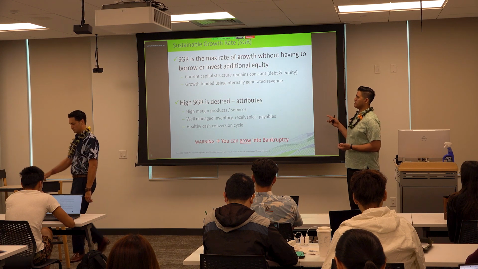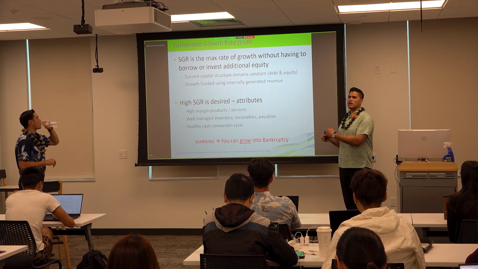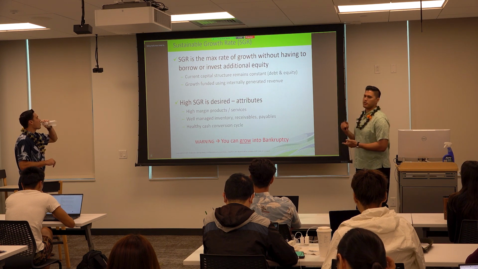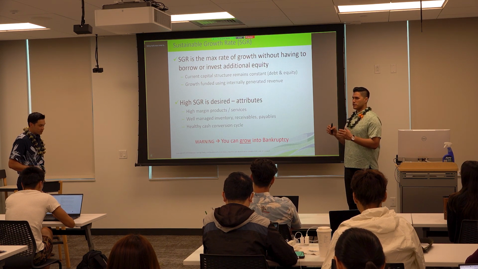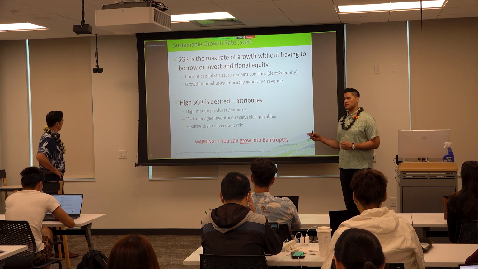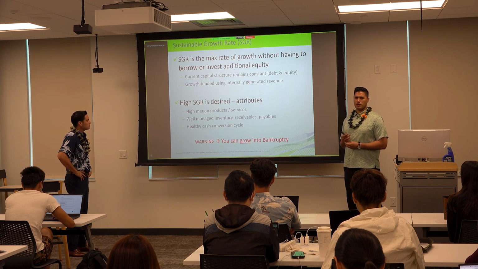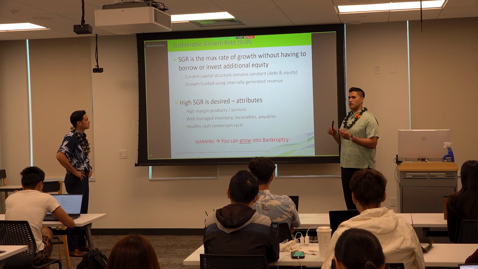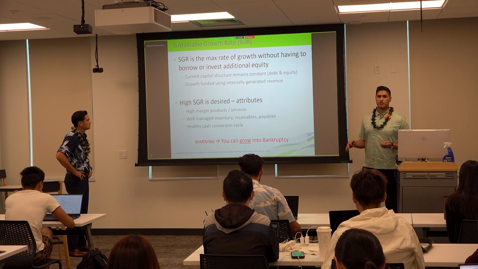So a high sustainable growth rate is similar to what we would want to see with any attractive business. You're looking at high margin products, very good inventory and cash flow management in general, and this healthy cash conversion cycle, which we're going to touch on in the following slides. But overall, if we grow too fast, as you can see at the very bottom, you can essentially grow into bankruptcy.